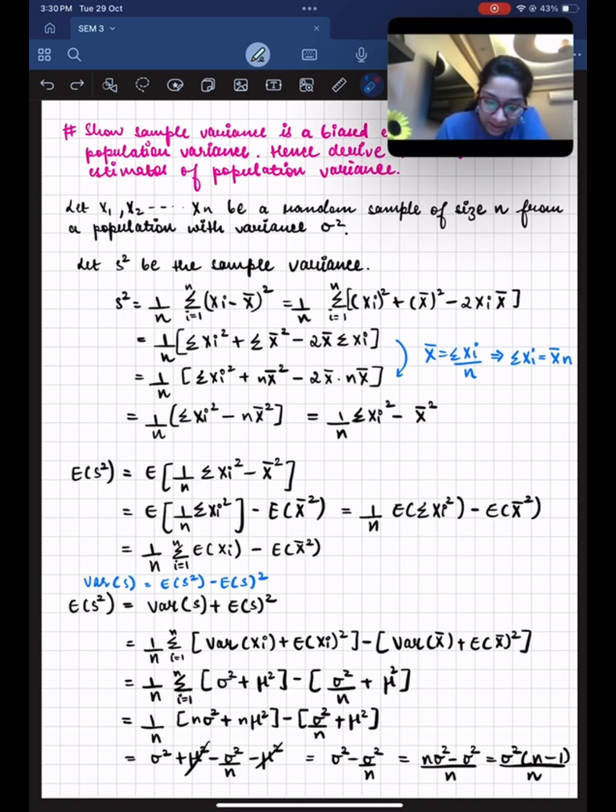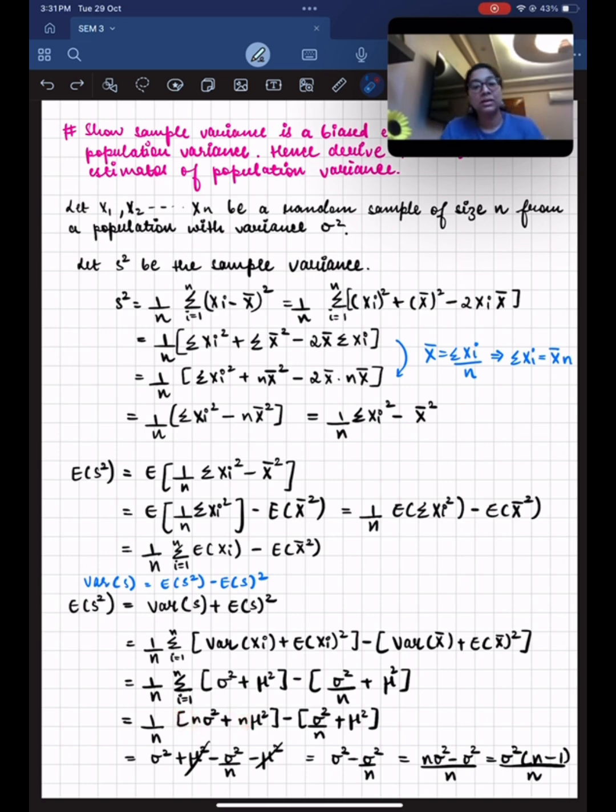So we'll take 1 by n summation variance of xi plus expectation of xi whole square, minus variance of x bar plus expectation of x bar whole square. Since we know the variance of xi is equal to sigma square and expectation of xi equals mu, variance of x bar will be sigma square by n, and expectation of x bar would be the same, mu. We take the summation, then we will have n on both the terms.